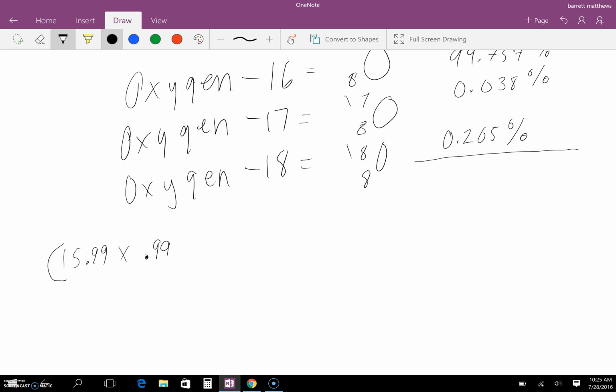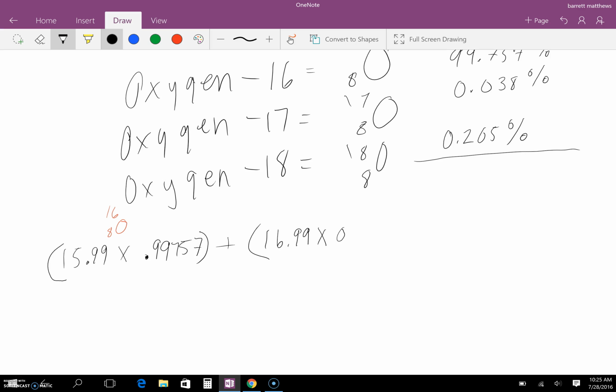So oxygen-16 has a calculated mass of 15.99. I will multiply it times their percent abundance. So this right here will represent oxygen-16. Then I will add the next isotope. Oxygen-17 has a calculated mass of 0.99. These are numbers that will be given to you.